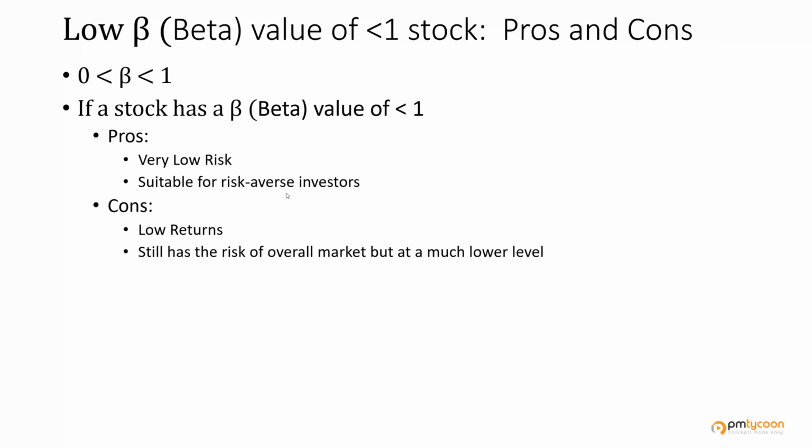Beta value of less than 1, when the market really goes up, they jump a little. When the market really comes down, they also fall a little. These are safer bets. People with risk averse attitude, they can go with low beta stocks.